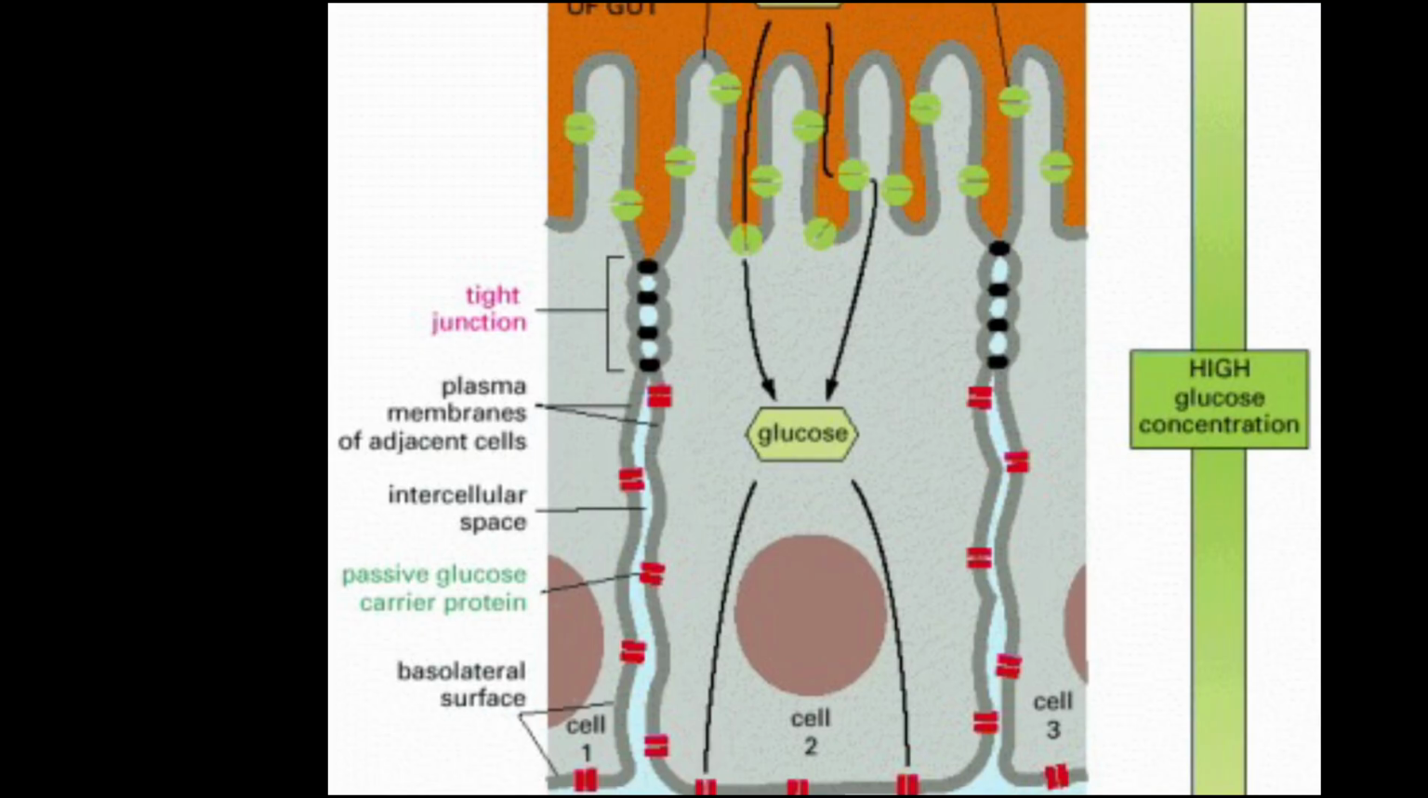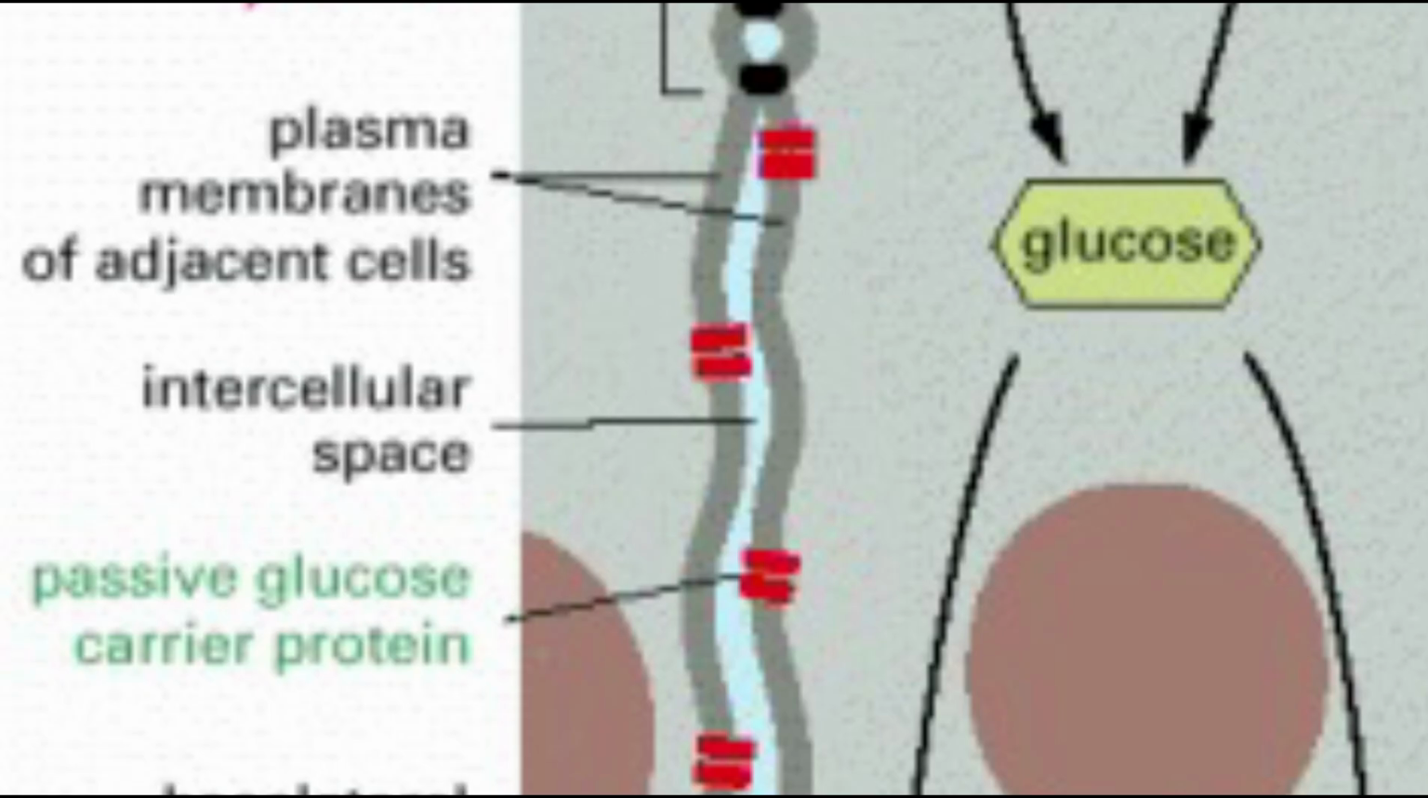So it maintains the transport direction, which keeps the apical and basolateral functions different. It prevents the glucose loss, it stops the leakage in the intercellular space, and it supports the efficient absorption, that is maintaining the high intracellular glucose for transport.